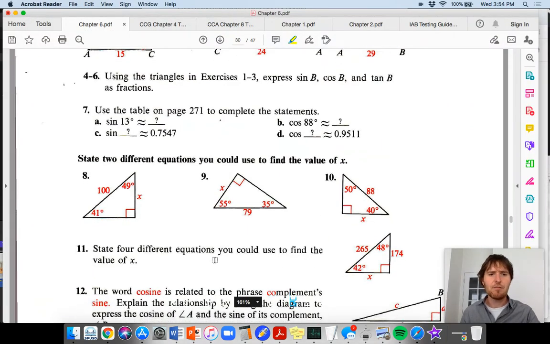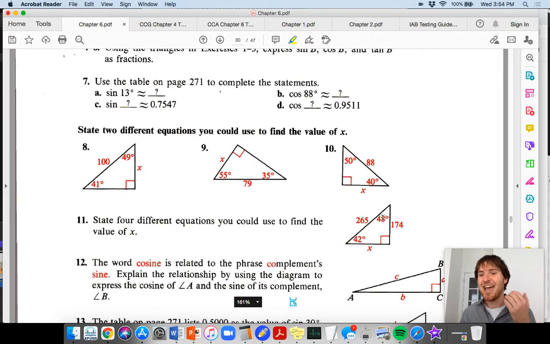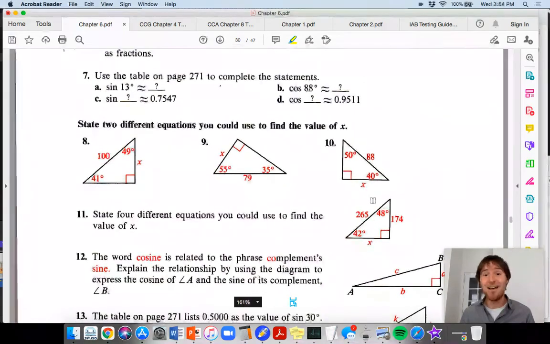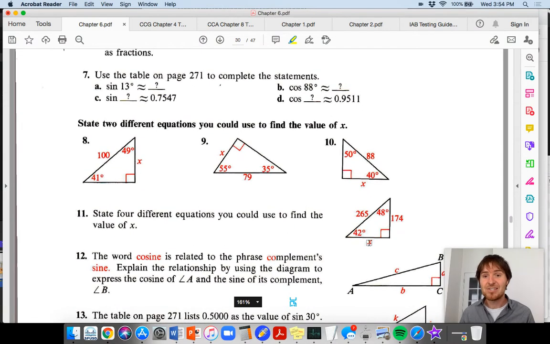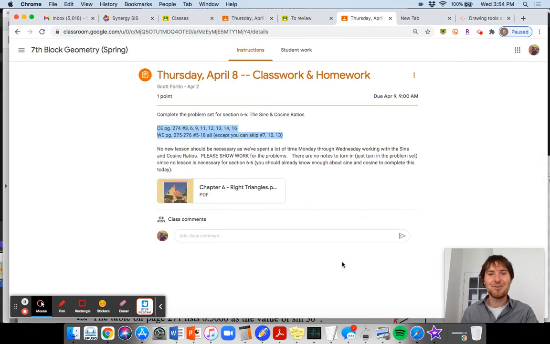Number 11: state 4 different equations you can use to find the value of x. But hey, you have 2 different potential reference angles, and you have all the other sides here. So sine of 48 degrees equals x over 265. Cosine of 42 degrees equals x over 265. And then you use tangent. You'll figure that one out. I'm just kind of doing it all for you.